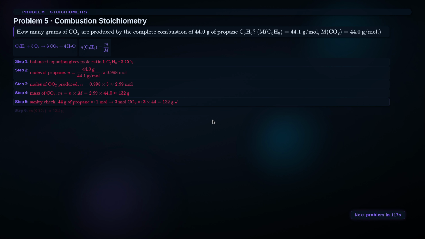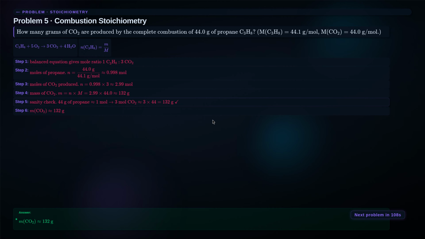Solved problem 5, balancing a combustion reaction with stoichiometry. Butane, C4H10, burns in excess oxygen. Balance the equation and find how many moles of CO2 are produced from 2 moles of butane. Step 1. Write the skeleton equation. C4H10 plus O2 yields CO2 plus H2O.